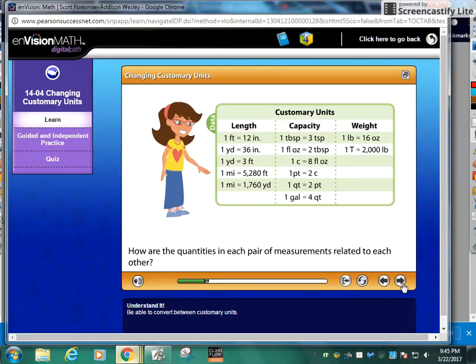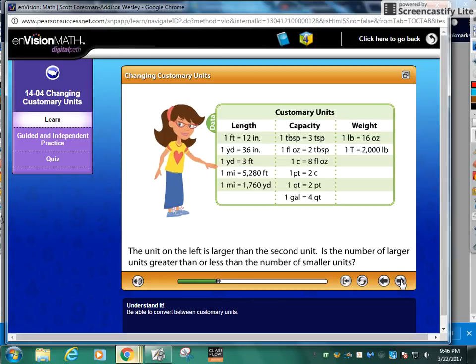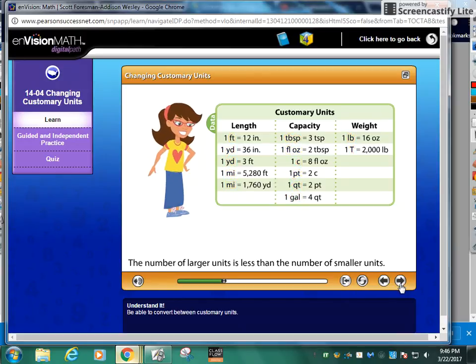How are the quantities in each pair of measurements related to each other? The quantities in each pair of measurements are the same amount. Is the unit on the left in each pair larger or smaller than the unit on the right? The unit on the left is larger than the second unit. Is the number of larger units greater than or less than the number of smaller units? The number of larger units is less than the number of smaller units, because it can hold more.